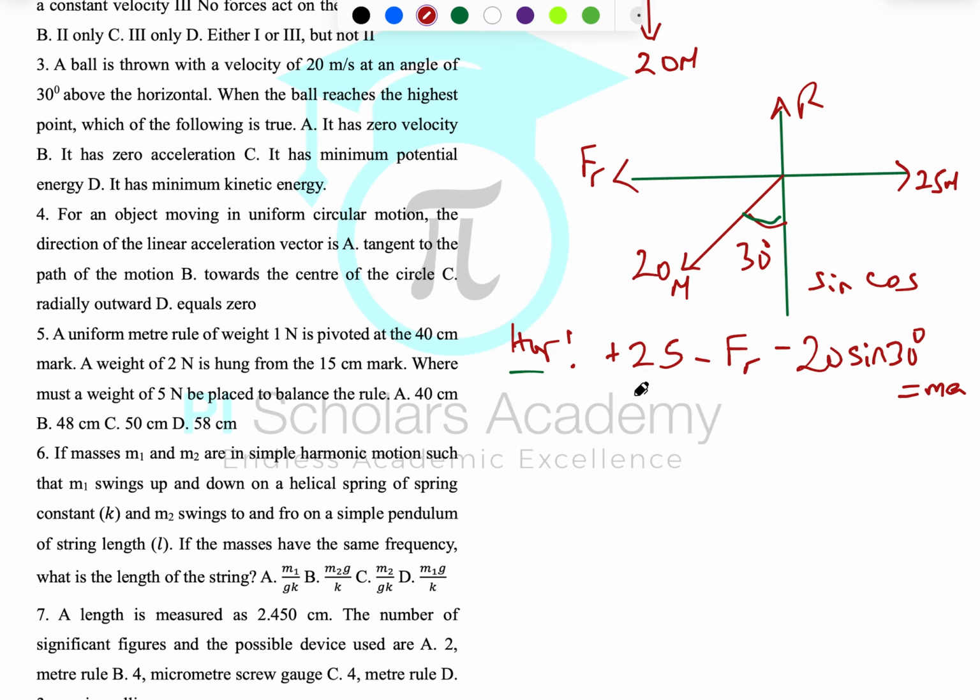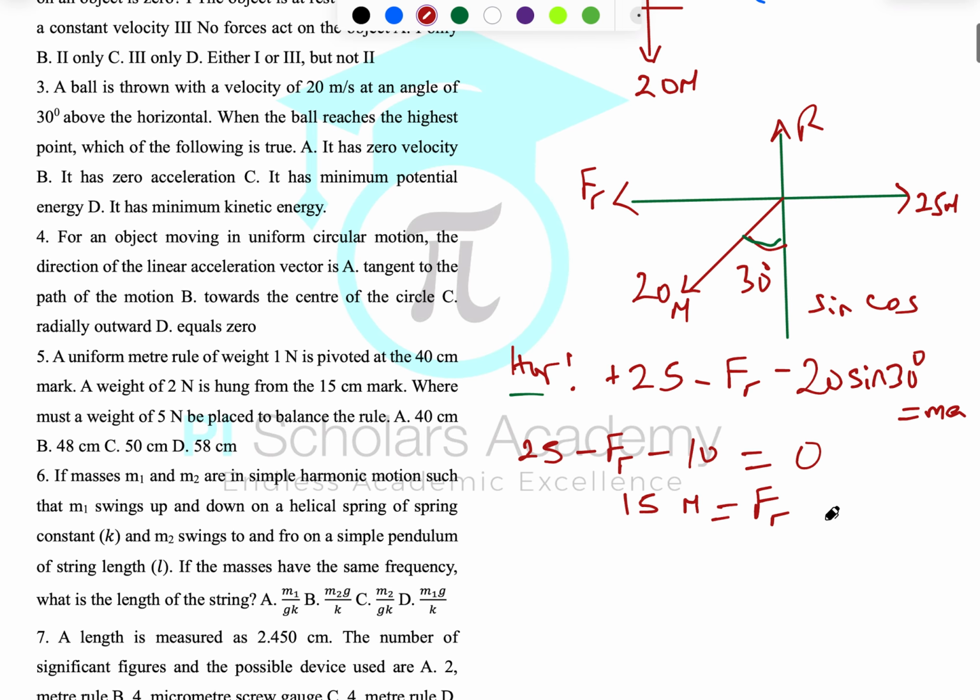So therefore, everything here, which is 25 minus frictional force minus 20 sine 30, which is 10, is going to be equal to 0. And here, if you solve it very well, 25 minus 10 is 15 newtons, then minus frictional force. If you take it to the other side, you have frictional force here. That implies that the frictional force here is going to be 15 newtons, and that is the solution for the frictional force.